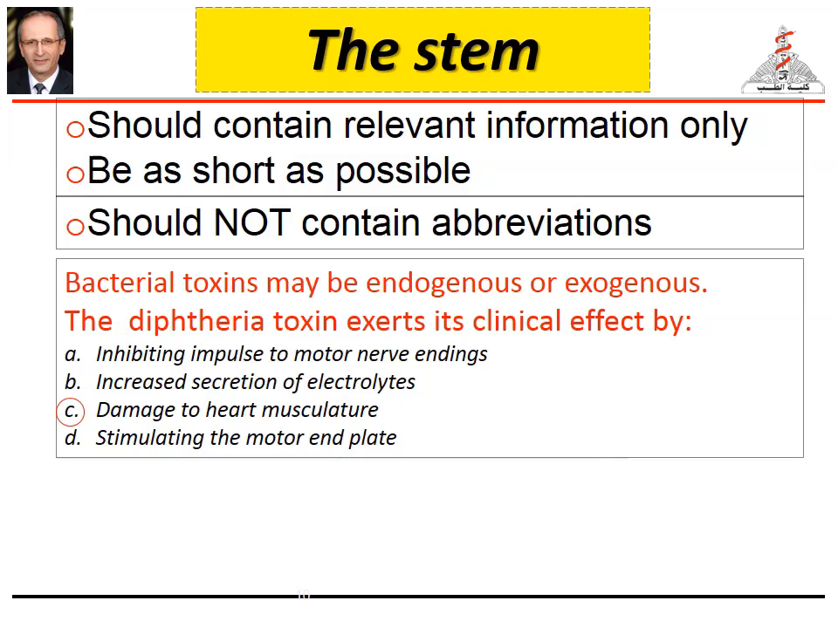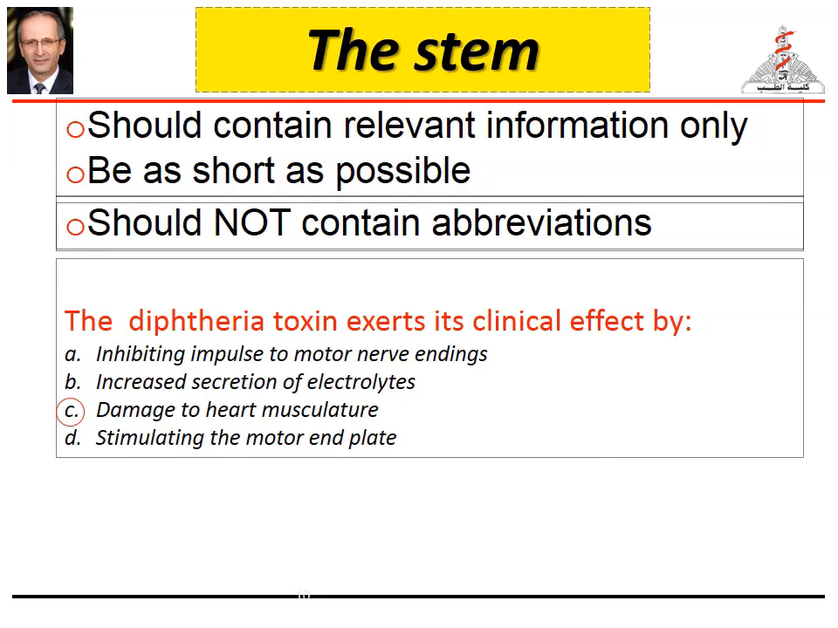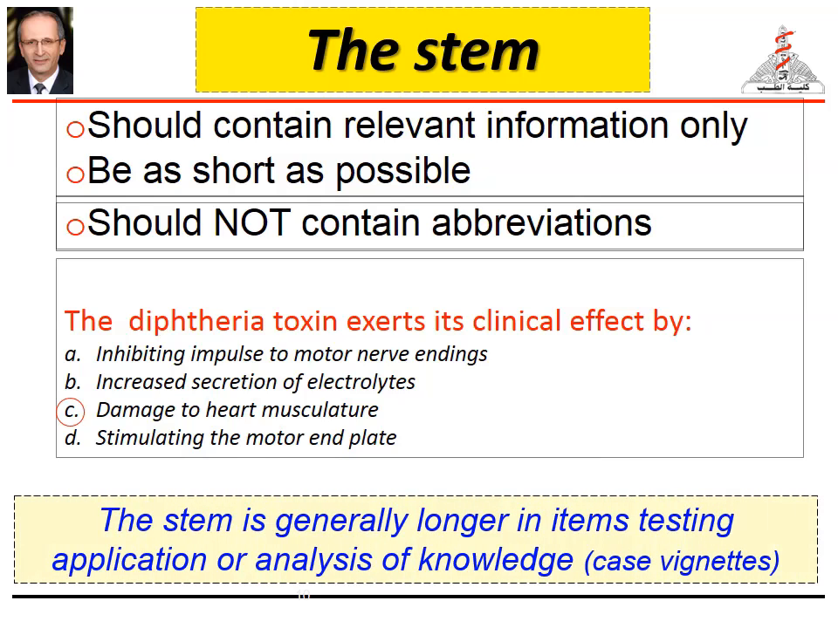The stem of the question should contain relevant information only and should be as short as possible. The stem should not contain abbreviations. The first sentence in this stem is not important. It can be easily omitted, and you can still answer the question. Note that the stem is generally longer in items testing application or analysis of knowledge. That's what we call case vignettes.